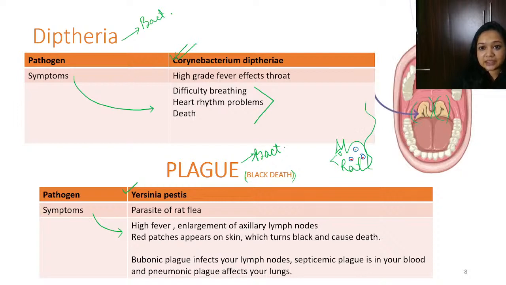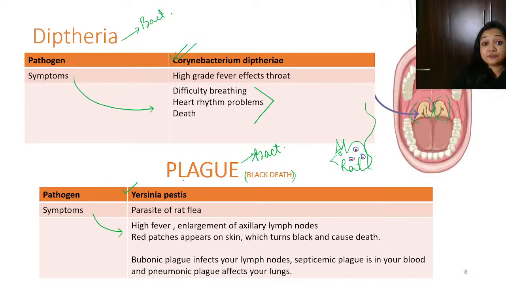And from these rats, if we allow these rats to reside in the nook and corner of our house, or we somehow get in touch with these rats that have rat fleas infected with Yersinia pestis, they may give it to us. Okay, we may get infected, and these Yersinia pestis will go and infect the lymph nodes.